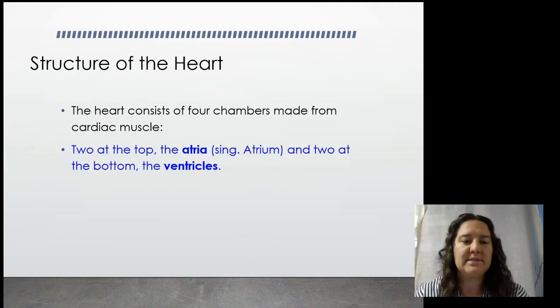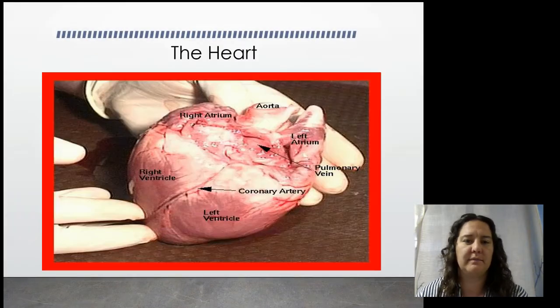So the heart consists of 4 chambers made from cardiac muscle. The top 2 are the left and right atria, and singular would be atrium, and then the bottom 2 are the left and right ventricles. So here's an image of a heart. We list the left and right atrium as they would be in our body, so they're going to be opposite the left and right sides on a picture page. The atria are at the top, the ventricles are at the bottom.